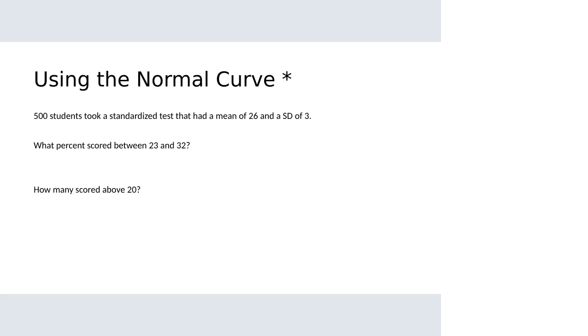500 students took a standardized test that had a mean of 26 and a standard deviation of 3. So same picture from before. Our two questions here are, what percent scored between 23 and 32? And, important distinction, how many of the students scored above 20? I'll set up a poll for this one and let you try it. You can use the same normal curve that you drew for the last one, so that's good news.